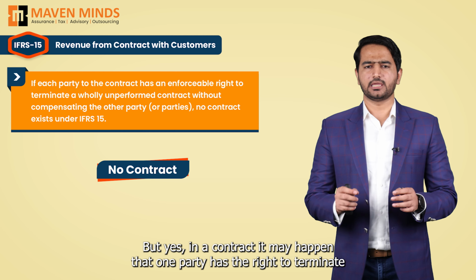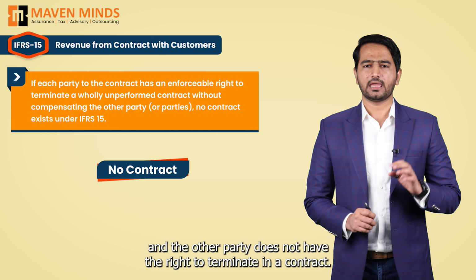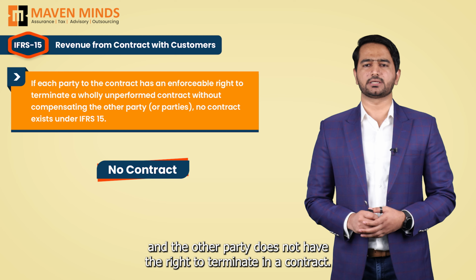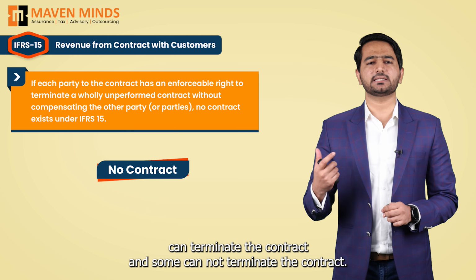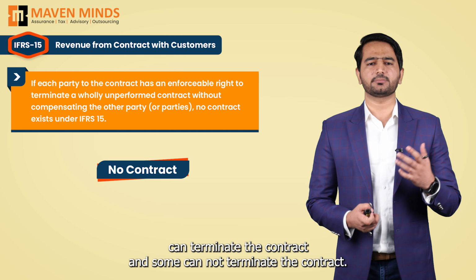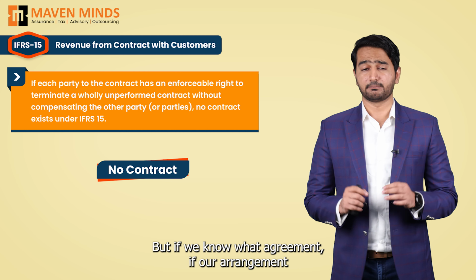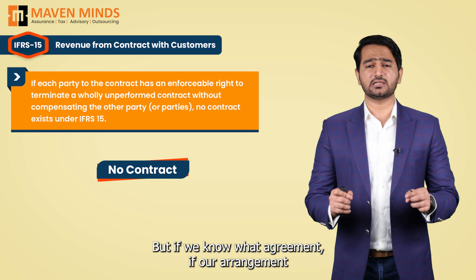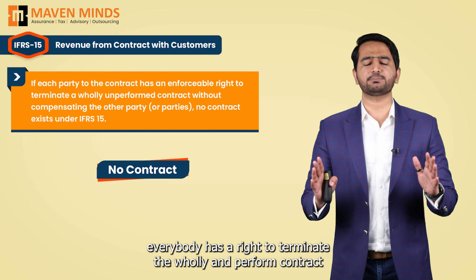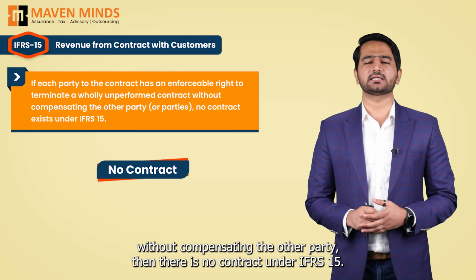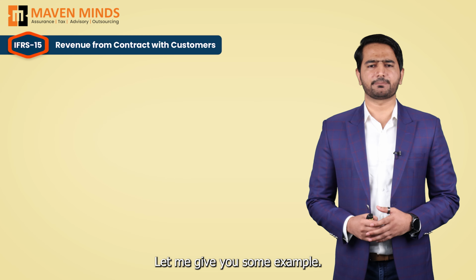But yes, in a contract, it may happen that one party has the right to terminate and the other party does not have the right to terminate. In a contract, it is absolutely possible that some parties can terminate the contract and some cannot. Then this can be a contract under IFRS 15. But if in our arrangement every party has a right to terminate the wholly unperformed contract without compensating the other party, then there is no contract under IFRS 15. Let me give you an example.